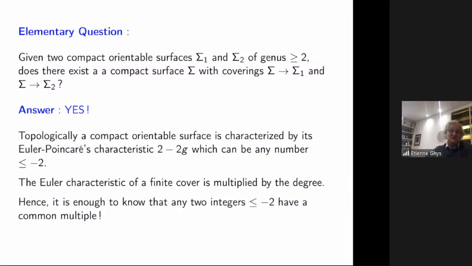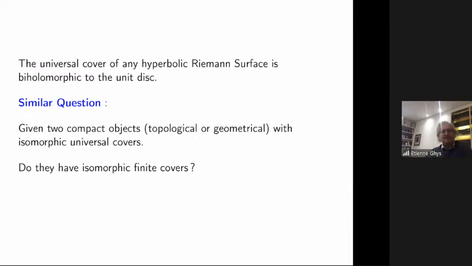The complex structure is not only non-trivial, but it's false. I mean, there is no common holomorphic cover for two Riemann surfaces. And now comes the tricky question. Can you, not yet, I'm sorry, my file is going too slowly. The universal cover of hyperbolic surfaces, as we know, is biholomorphic to the unit disk by Poincaré uniformization. Now we know that. And you can ask similar questions for more objects.